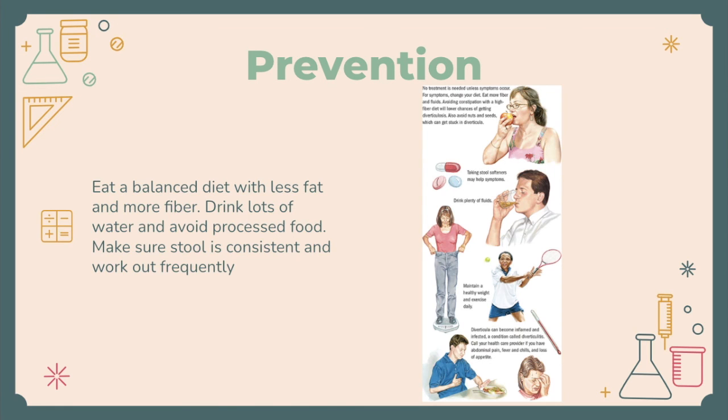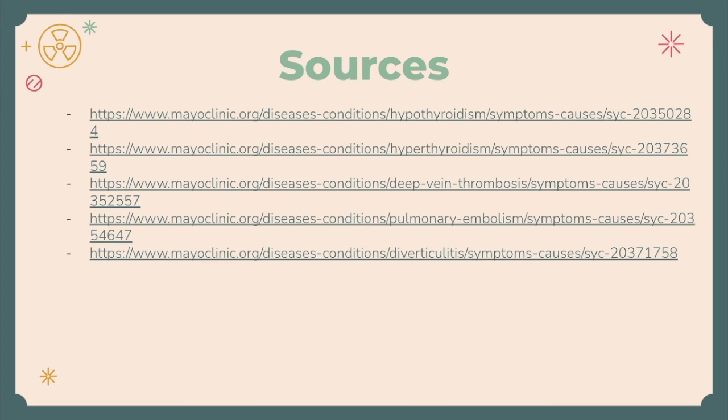Eating a balanced diet that's high in fiber and lower in fat could really work to prevent this disorder. Drinking lots of water and avoiding processed foods can also help. Working out frequently and having a balanced diet, drinking lots of water in order to ensure that you have a stable, consistent stool can also really help with prevention.